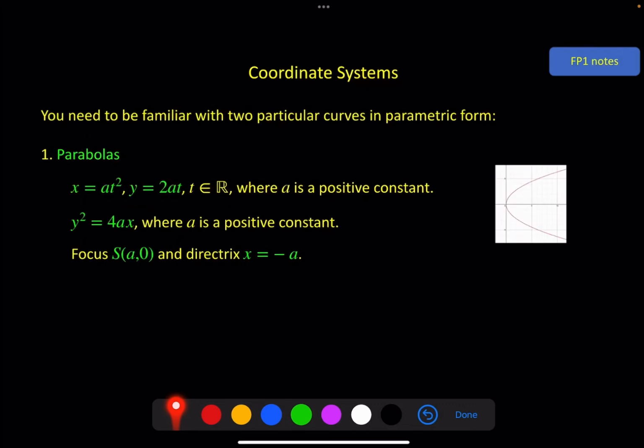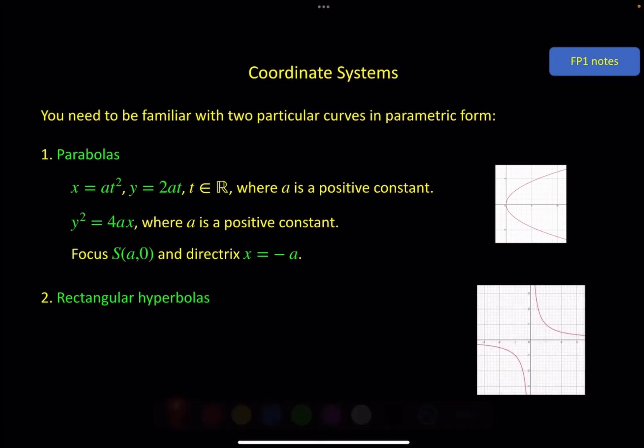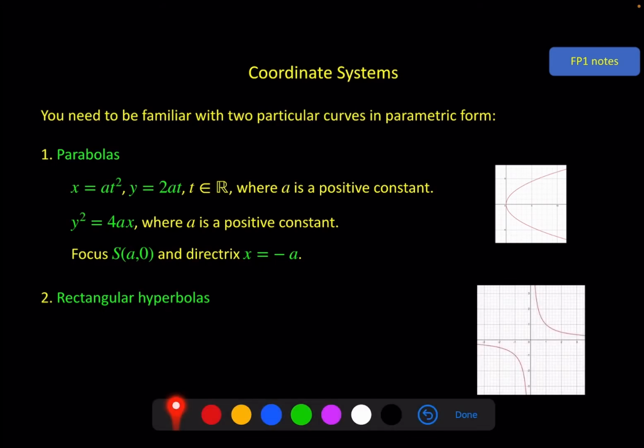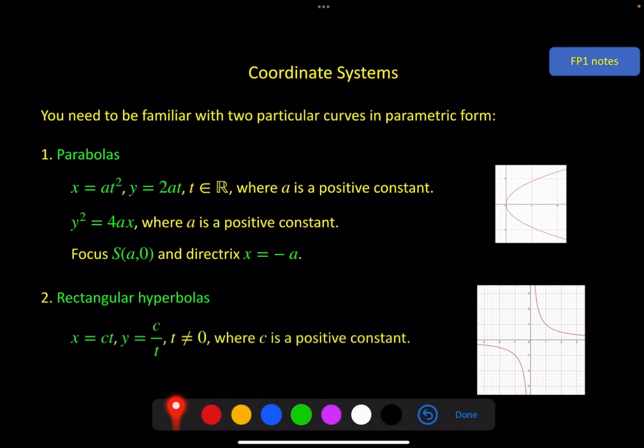So the two curves you need to be familiar with, I've already said before, one is parabolas. We have all this information from the last video, the parametric equations, the Cartesian form, the idea of a focus and a directrix as a locus of points, and the second one then is the rectangular hyperbolas. We have met this already in the first video. We saw that it was a 1 over x curve with these parametric equations.